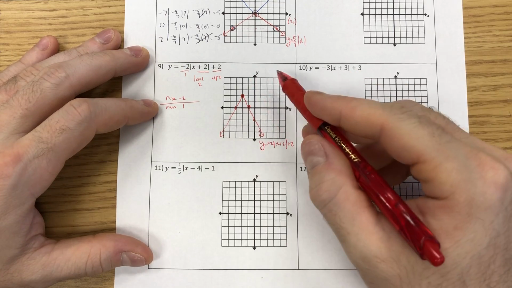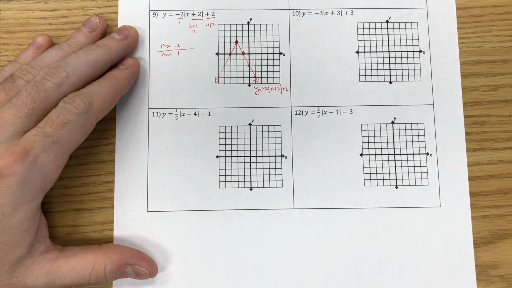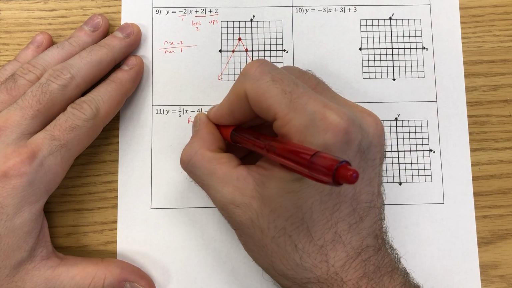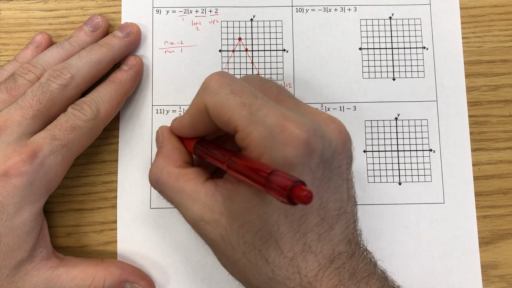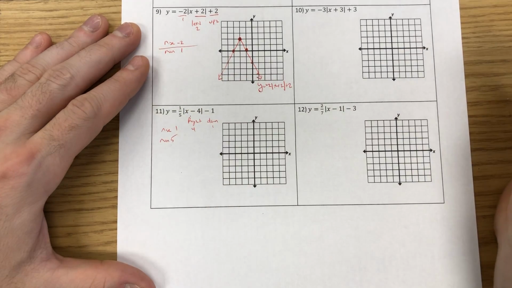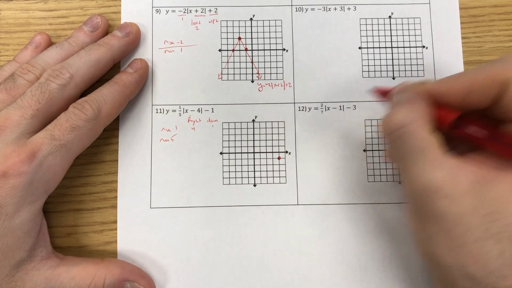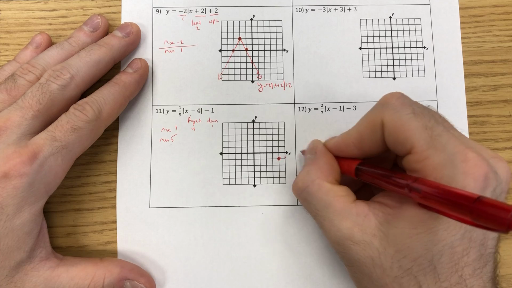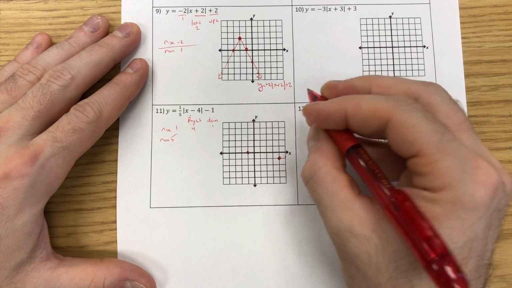In fact, any graph, as long as we move it and then stretch it, we're good. So even with this one down here, I'm going to be moving it to the right by 4 and down 1, and I'm going to have a rise of 1 and a run of 5 in both directions. So right 4, down 1, there's my vertex. If I rise 1, run over 5, well, that's way over here. If I rise 1, go over 5 in the other direction, I get that right there.